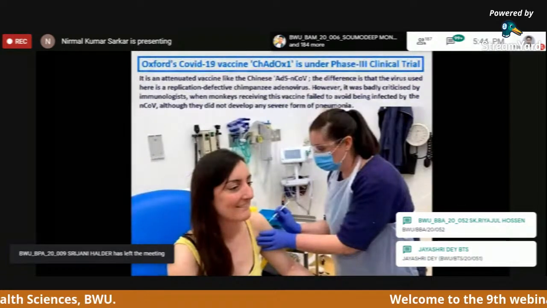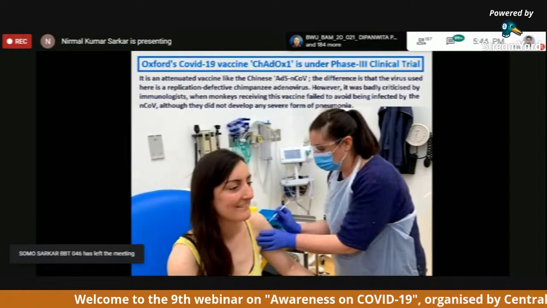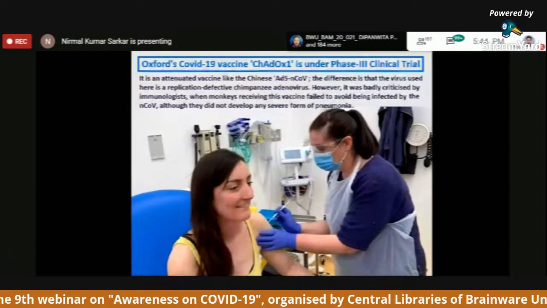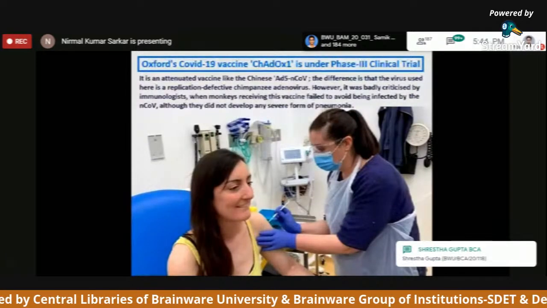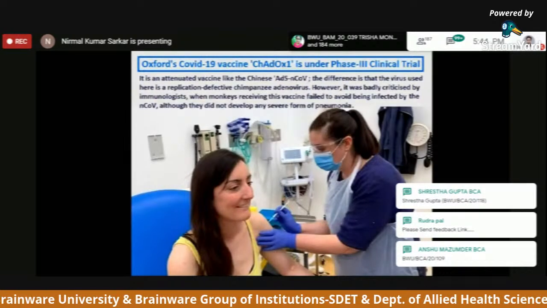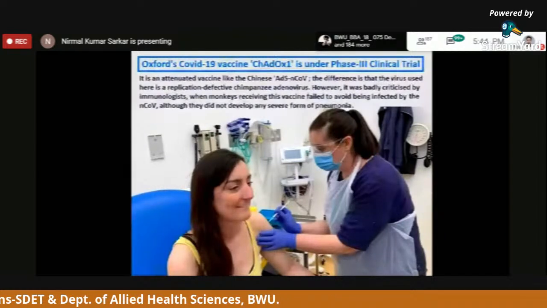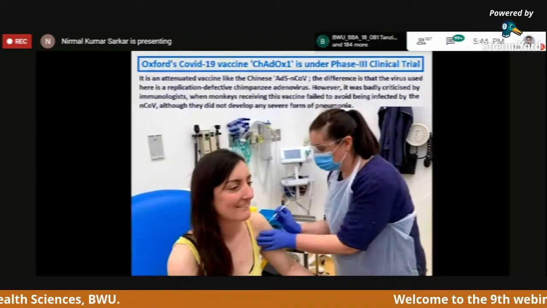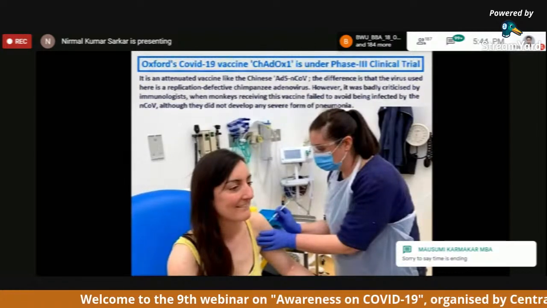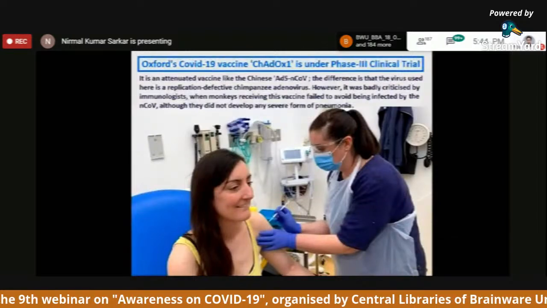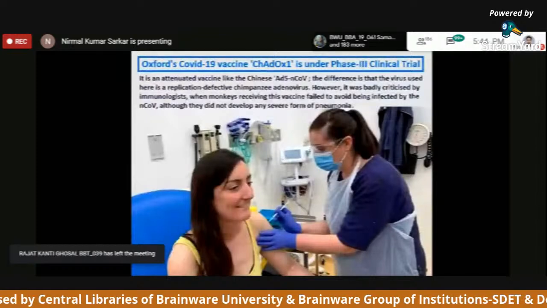It is unfortunate that it came in some journal about 2 or 3 months back that this vaccine has been badly criticized by renowned immunologists, because monkeys receiving this vaccine failed to avoid being infected by the nCoV, although they did not develop any severe form of pneumonia. At present, doses have been modified to get success, and phase 3 clinical trial is on.